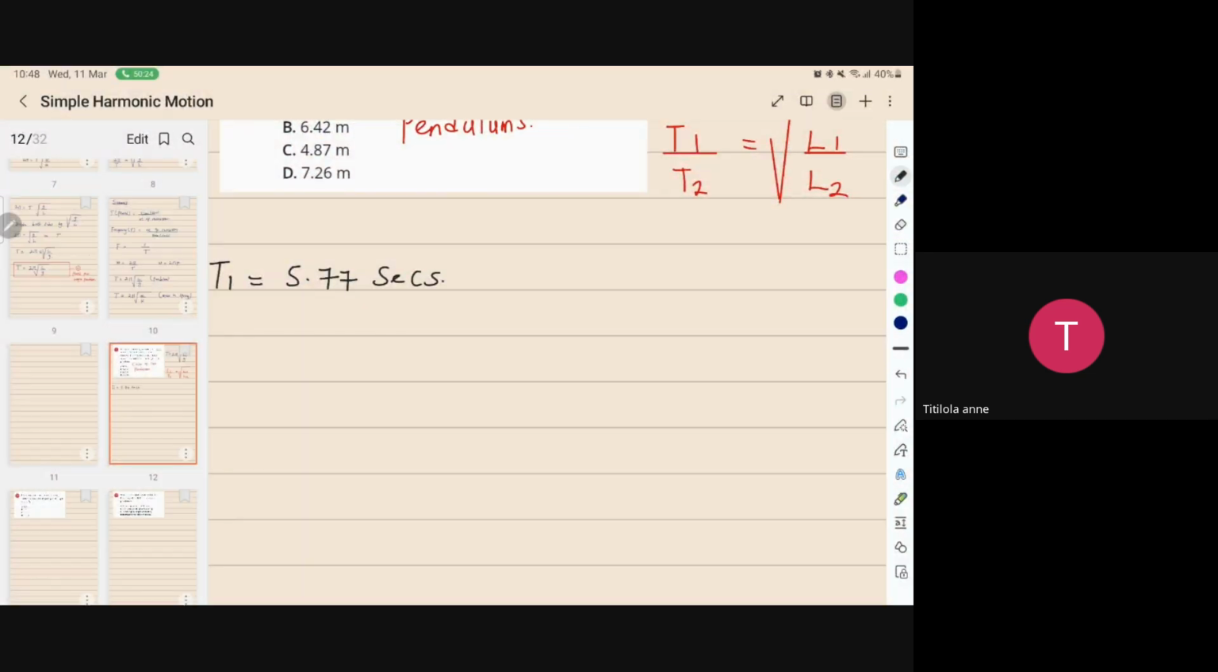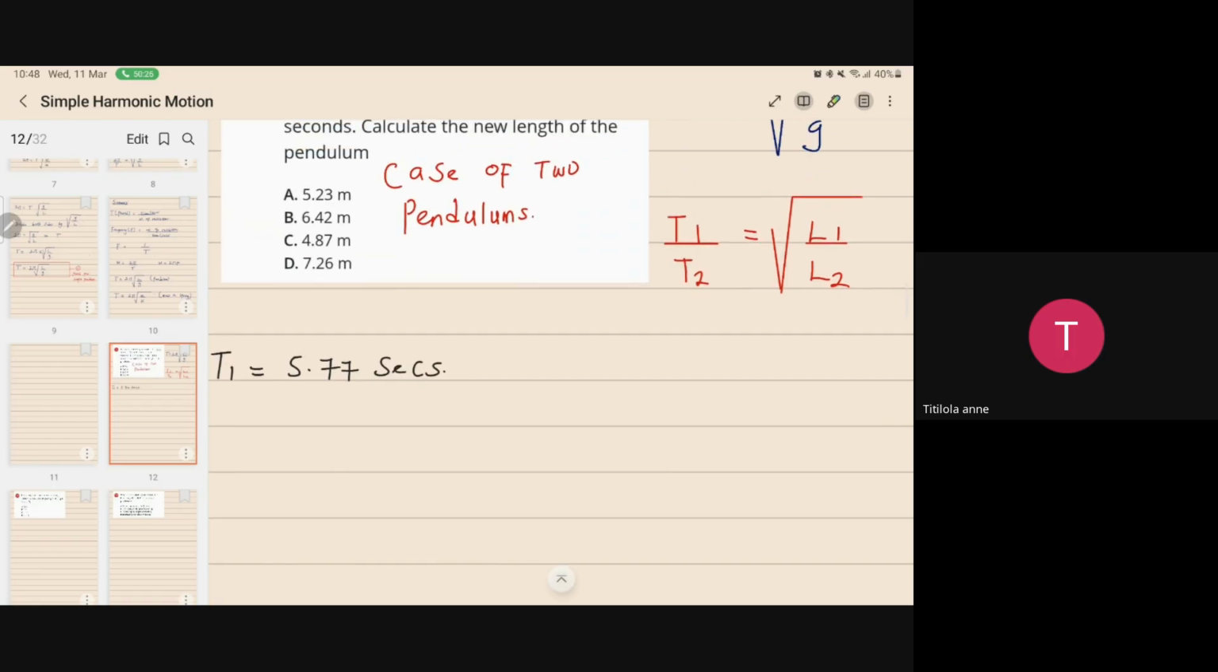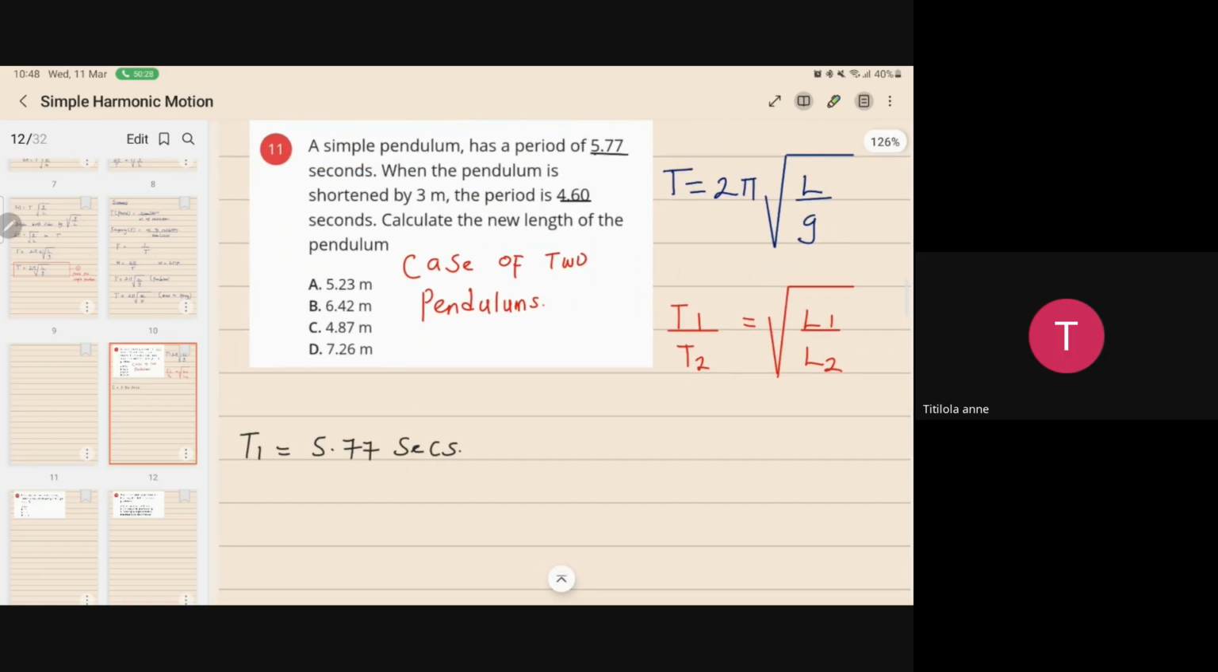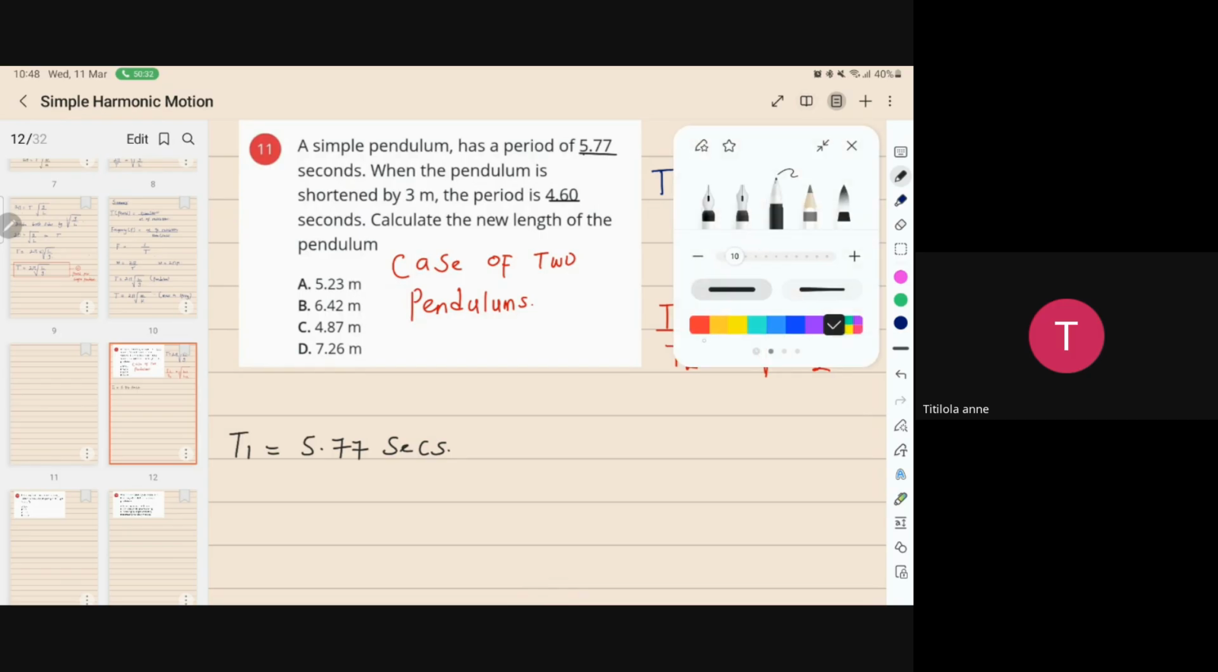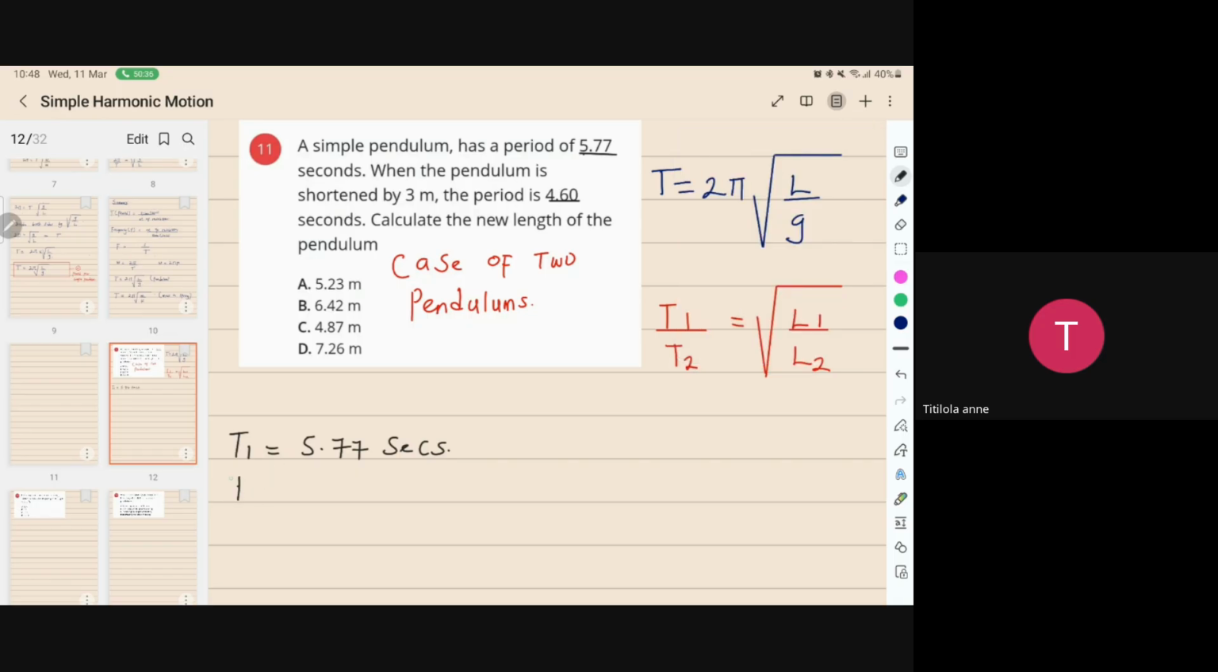Okay. So now we have our T1. I believe everybody understands what I'm saying now. So we have the T1, which is 5.77 seconds. Then our T2 now, I just explained that for you to understand that the length can alter, and that length is going to affect the frequency. So this will give us what? 4.60 seconds.